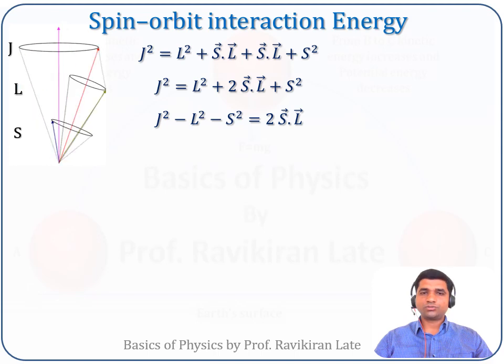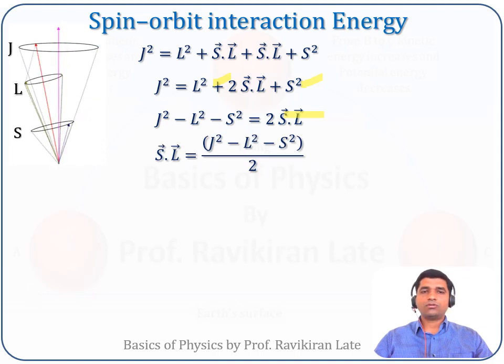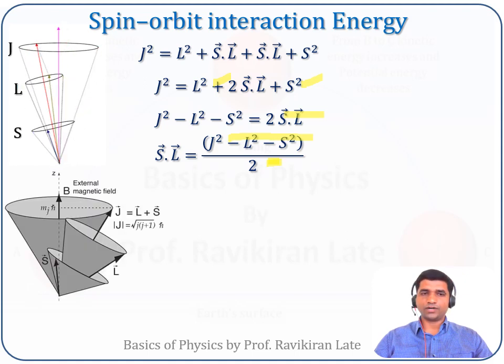And if I transfer this L square and S square from this side to this side, it will be J square minus L square minus S square, which is equal to 2 S bar dot L bar. Now, if I transfer this 2 from this side to this side, it will divide this term. So from this expression, we can say that S bar dot L bar is nothing but J square minus L square minus S square divided by 2. That is the value of the dot product of the spin angular momentum vector with the orbital angular momentum vector.